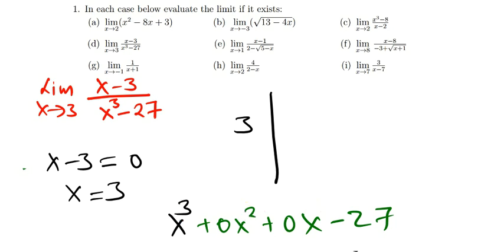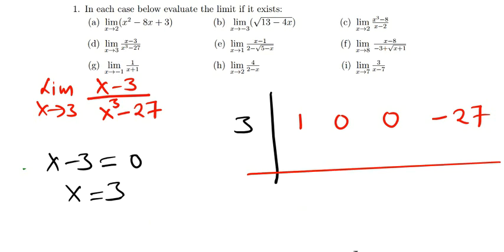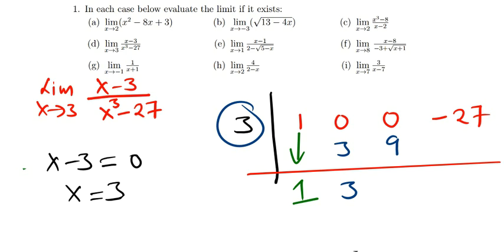Get the coefficients. So 1, 0, 0, minus 27. Okay? Those are the coefficients. The first step is to drop the 1. The second step is now to start multiplying with the 3. 3 times 1 is 3. You add the 0, 3, multiply, 9. You add the 0, 9. You multiply with the 3. That gives us 27. You add 0. The last part is the remainder.